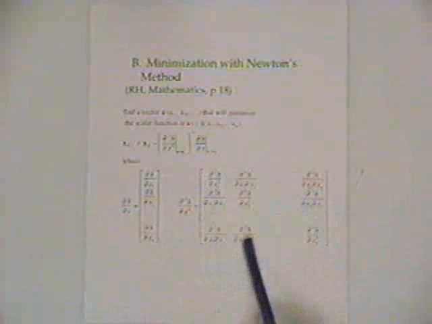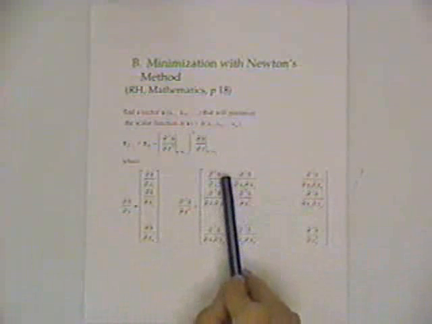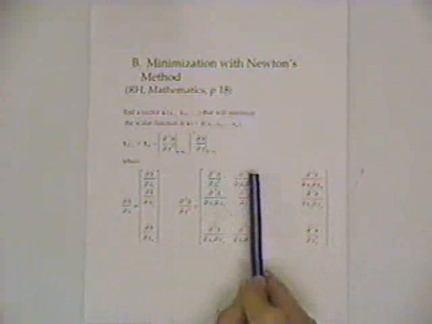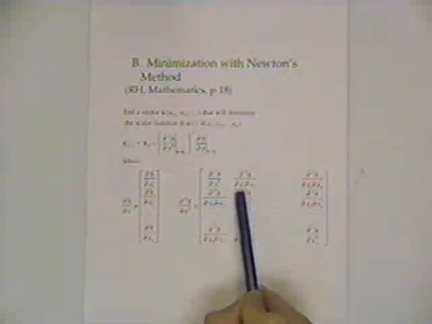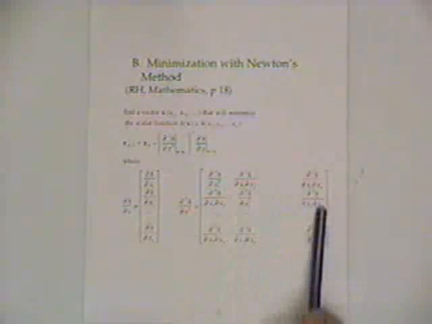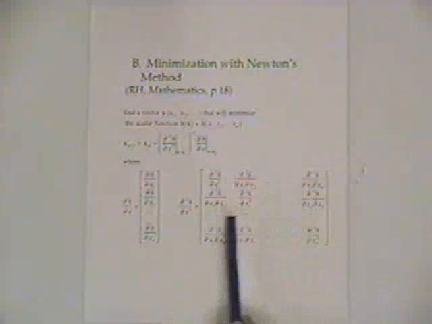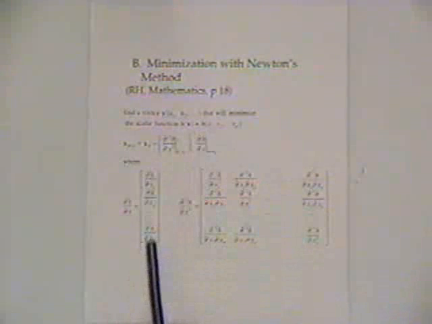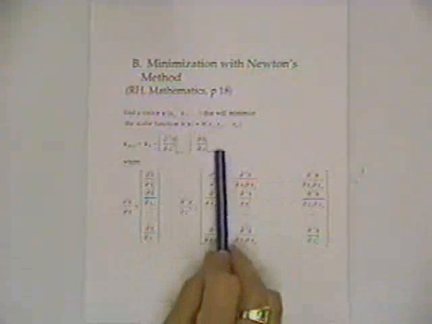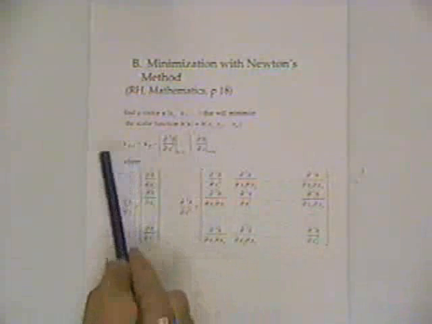So what you have here is a matrix of second derivatives. Right? The second derivative of h with respect to x1, the second derivative of h with respect to x1 and x2, and so forth. So you can see what defines that matrix. Take the inverse of that matrix, multiply it times this derivative matrix. You then have a vector which you subtract from xk minus 1.